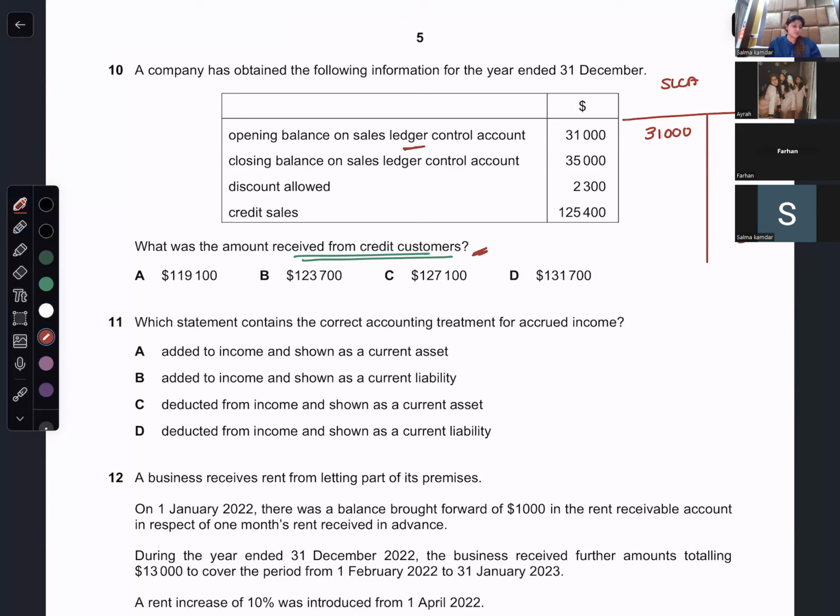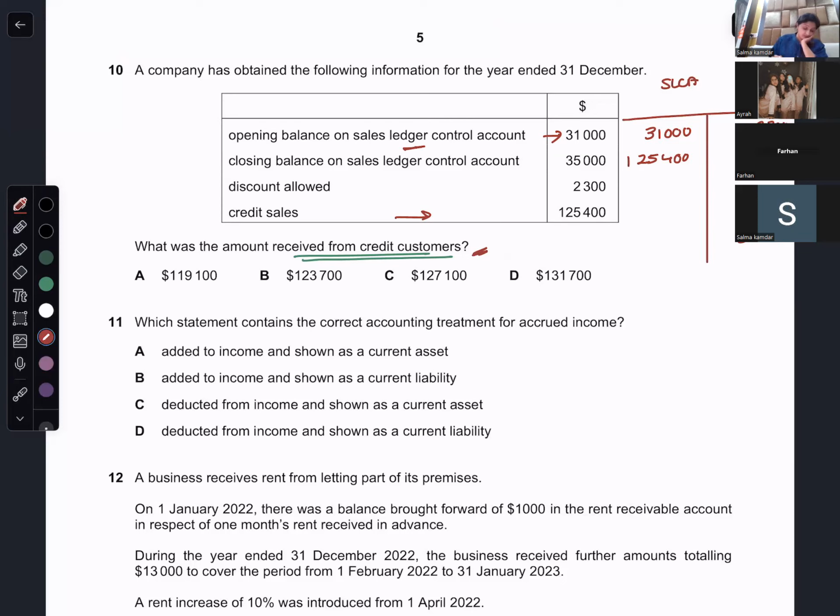Below the debit balance, what do you have? You have the credit sales. Then discount allowed, on which side? Discount allowed is on the credit side.